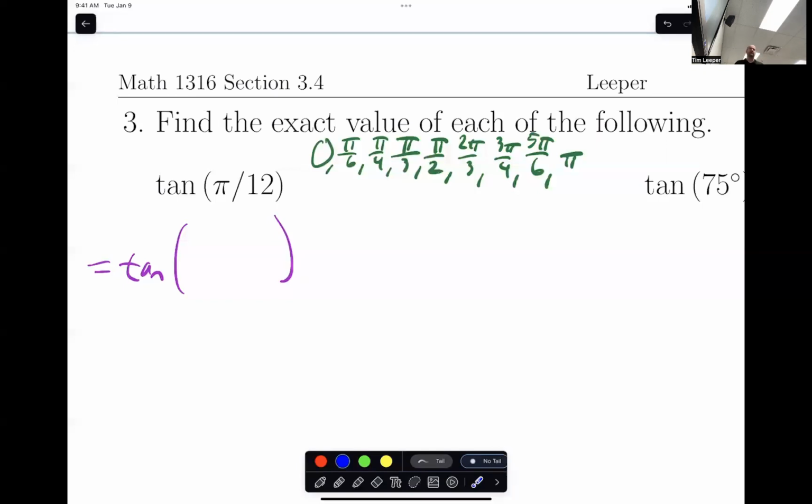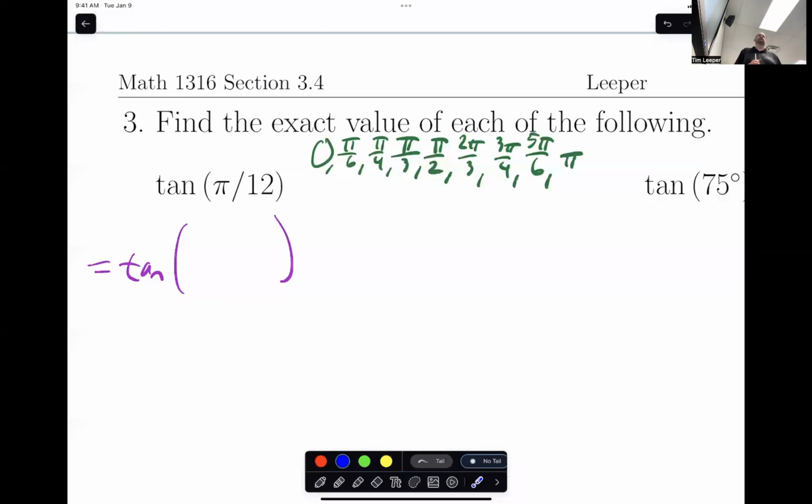Now, what two angles here will have a difference of pi over 12 between them? Pi over 6 and what? Well, what's pi over 6 minus 5 pi over 6, or 5 pi over 6 minus pi over 6? 4 pi over 6 simplifies to 2 pi over 3. That's not quite pi over 12. Wait, what are we looking for? We're looking for two angles that have a difference of pi over 12.